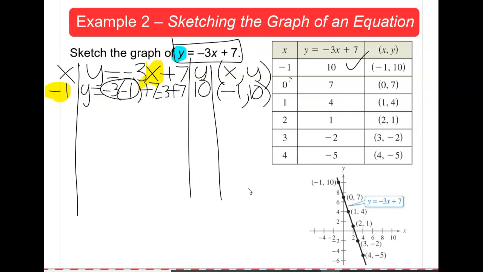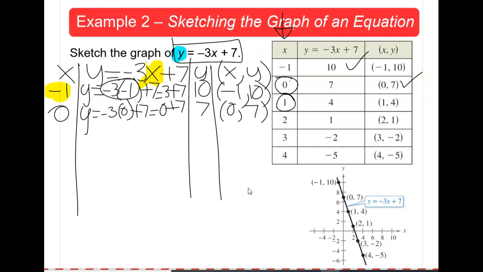Okay, for the next x value, we have here a 0. And I want to point out that these are not the only x values that a linear function could take. In fact, the linear function could take any real number, but we will learn that in the following section. Now I'm going to substitute -3 times 0 plus 7, and that will be 0 plus 7, so that will be equal to 7, and this will be 0, 7. You can see the point is there. Next x value, I'm just going by the table here, but I could choose any single value that I want. Let's go with a 1, and that will be y equals -3 times 1 plus 7. So this will be equal to -3 plus 7, which is equal to +4. So the point will be 1, 4.